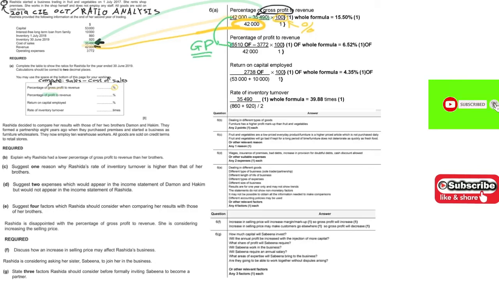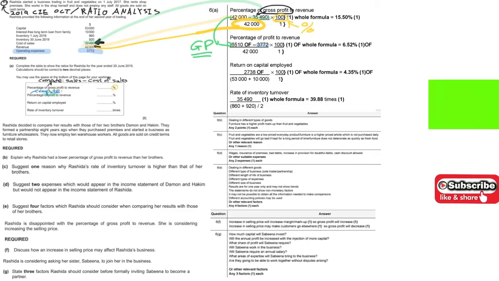Next, what do we need to do? We need to take a look at the operating expenses, which is 3772. We will make use of the gross profit minus the operating expenses. Then we can get the net profit. I will put it down for you. This one we have to do the computation.